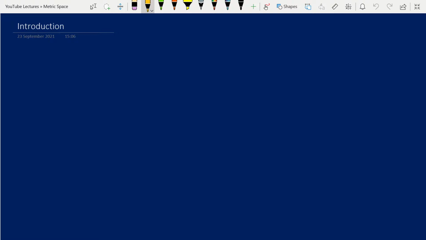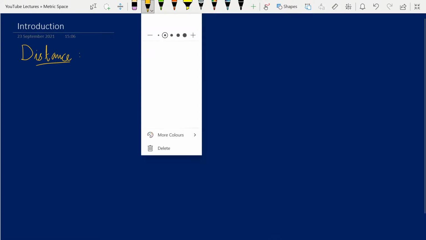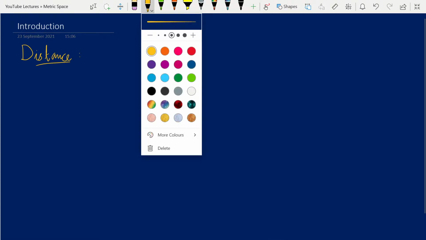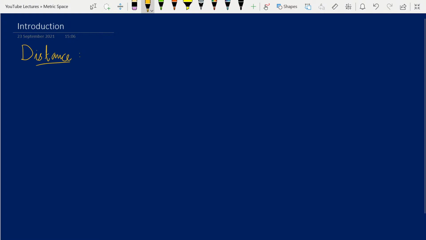Before giving a basic definition and everything, let's see what we know about distance. We all have the concept of distance.